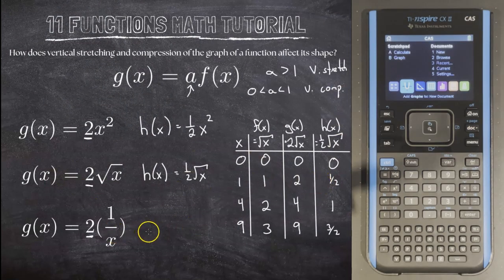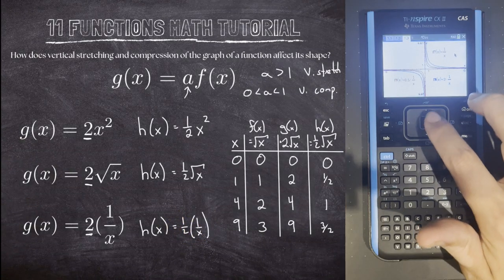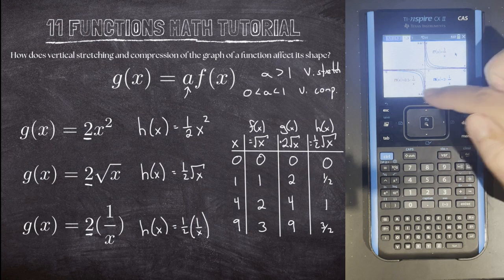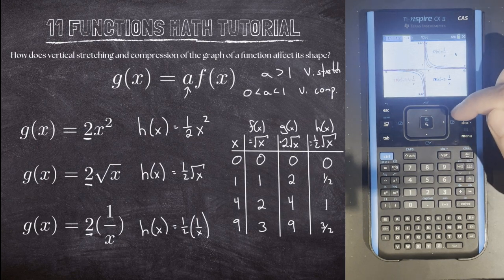Now let's do the same. We'll check our graphing calculator with our inverse function, and we'll do it for both a stretch and a compression. So you can see our blue, which is a value of 2, is being stretched vertically, and our red, which is half that value, is being compressed vertically.